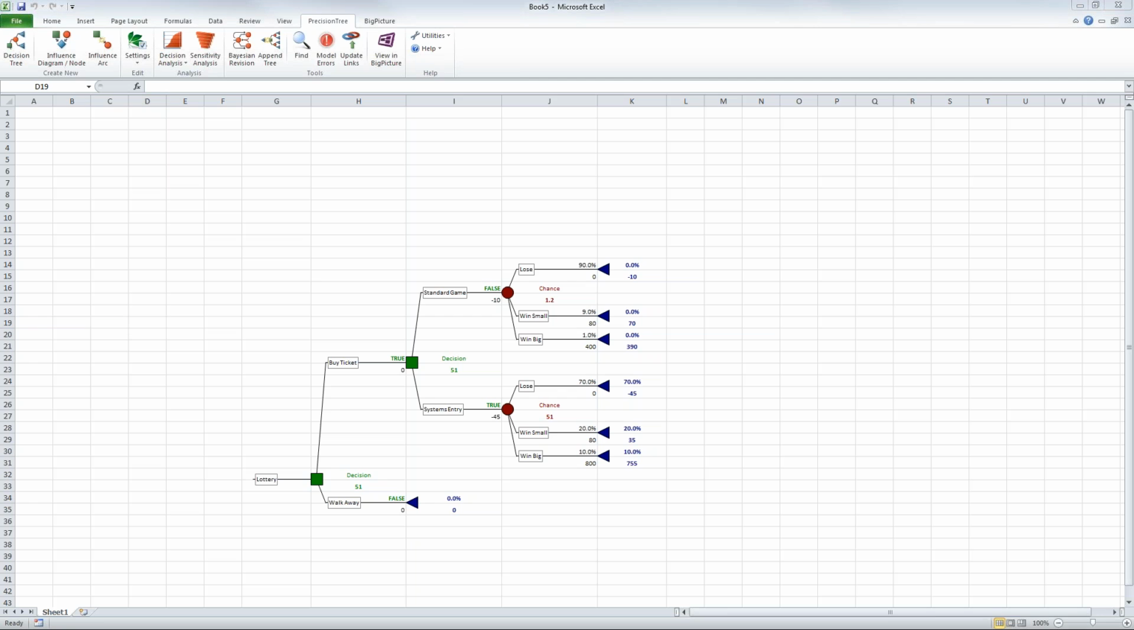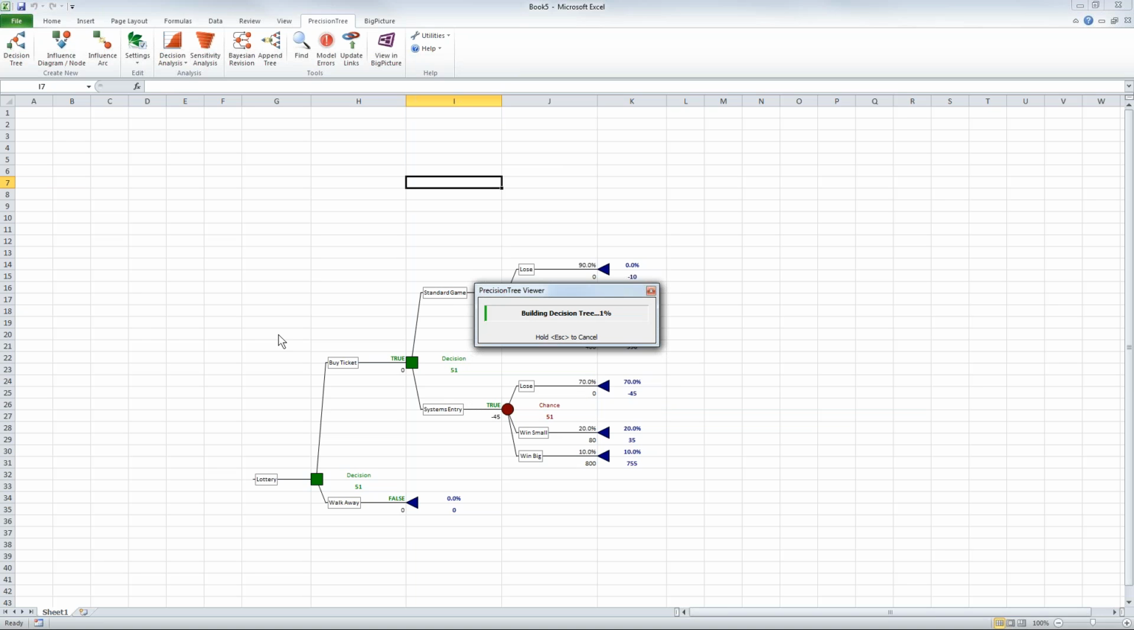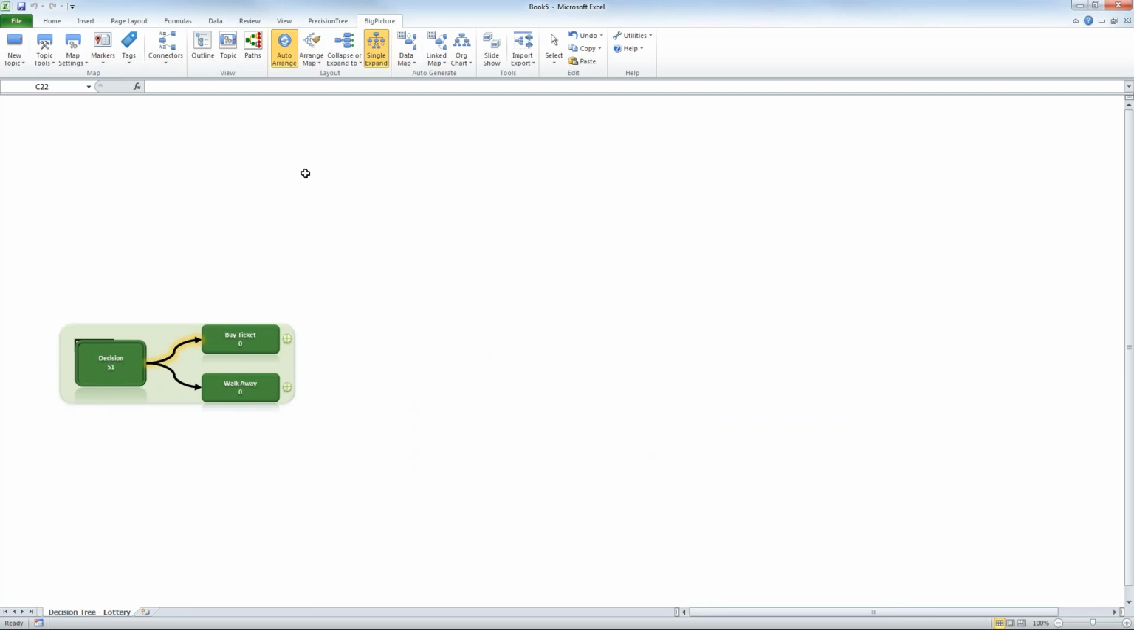So if I look up here in our PrecisionTree ribbon, we have this thing called View in BigPicture. While I'm here, all I have to do is click View in BigPicture. And then it's going to say, do you want the oil example viewed in BigPicture, the lottery one, or the Bayesian revision? I'm going to do the lottery one for now. So if I go ahead here and click OK, it's going to put us into BigPicture. And you'll notice the tab up here automatically hopped over to BigPicture because it knows now we're in BigPicture.